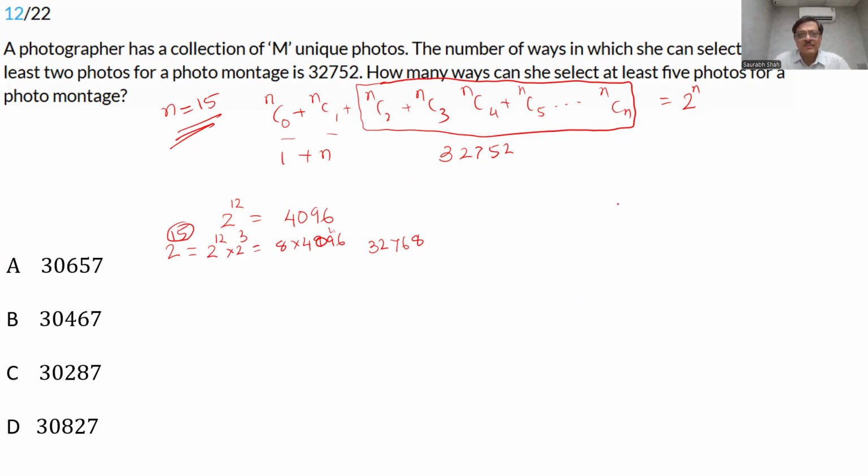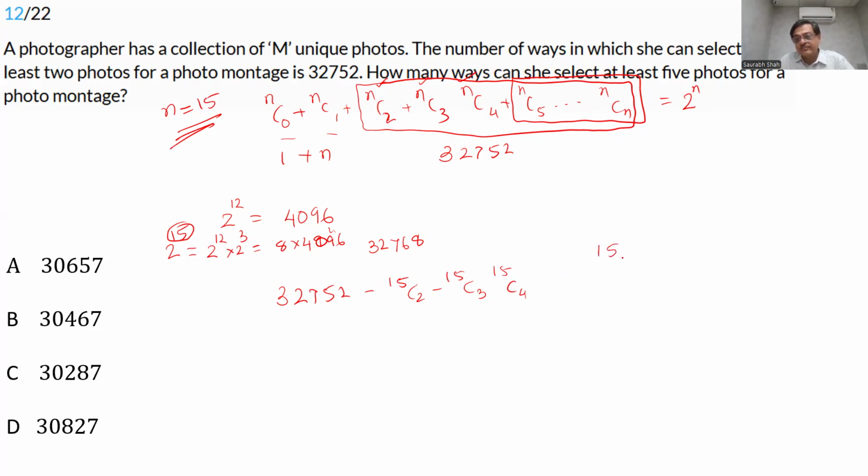Now what does the question want? How many ways can she select at least 5? So this is what the question wants, this number. The total here is 32752. We need to subtract 3 more things. We need to subtract nC2, nC3, nC4. We need to calculate 32752, further subtract 15C2, 15C3, and 15C4. This is what we want to calculate. Now how do you calculate that?